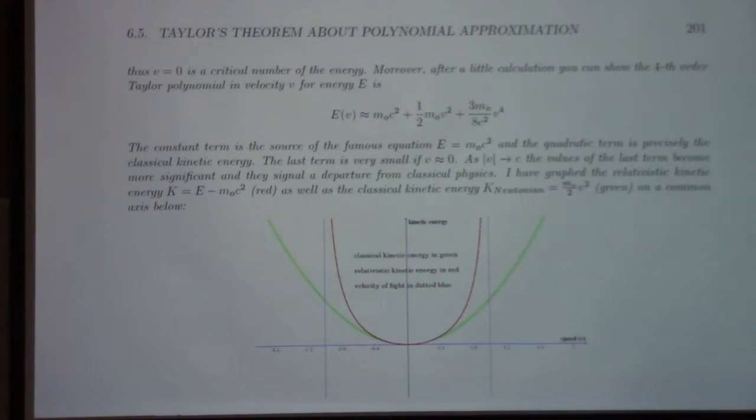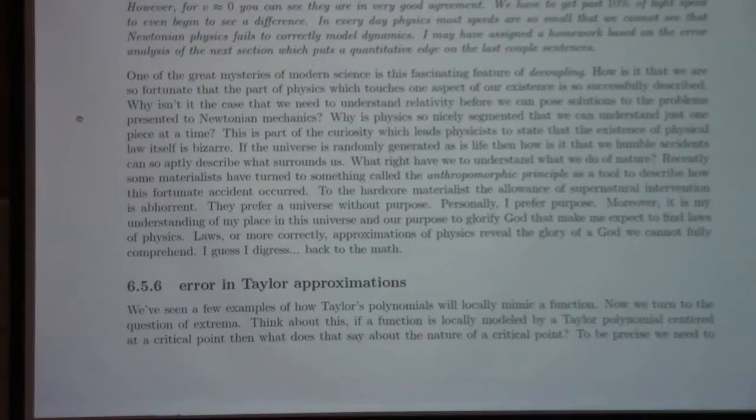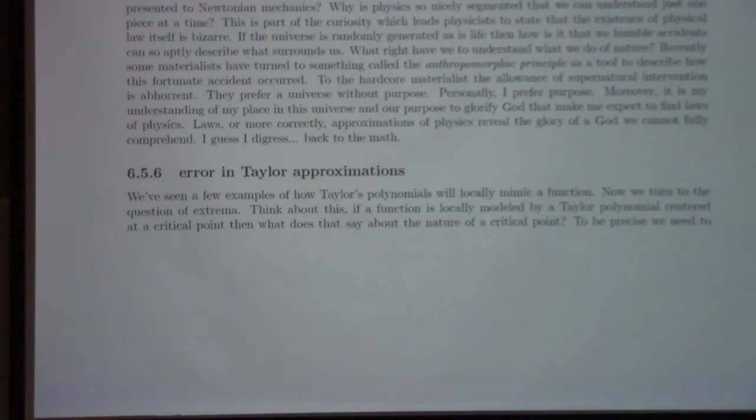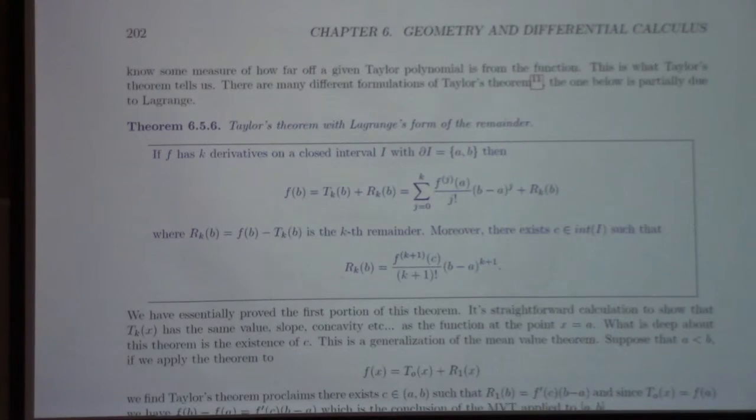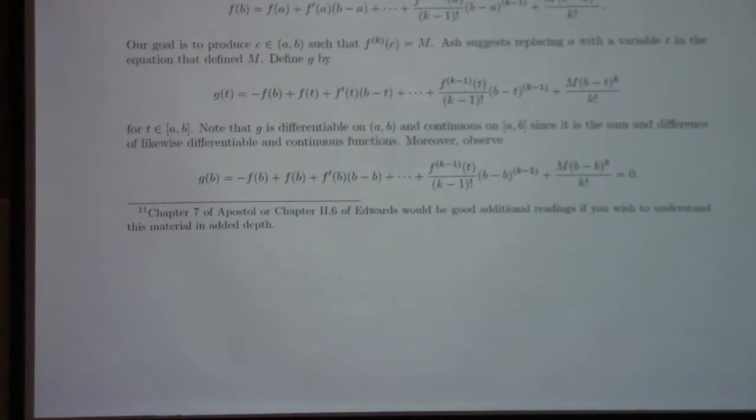Pretty much. Anyway, here's the classical kinetic energy in green. As you can see, the velocity is not bounded, it just goes on and on. Whereas the red is actually the relativistic energy curve, which has speed limits plus or minus 1 in my current graph. Anyway, that's, I think, an interesting application of the series idea.